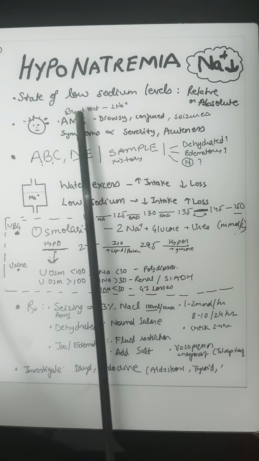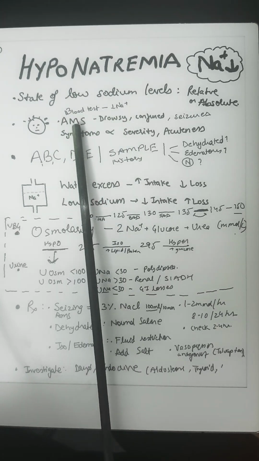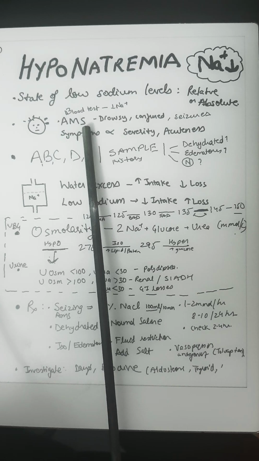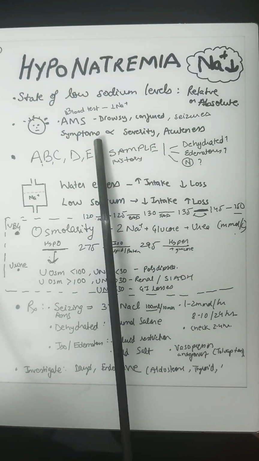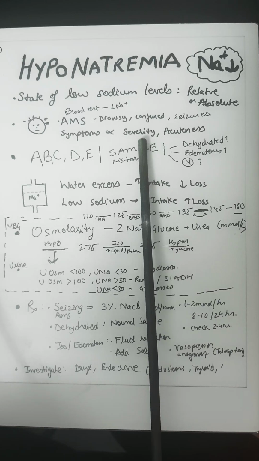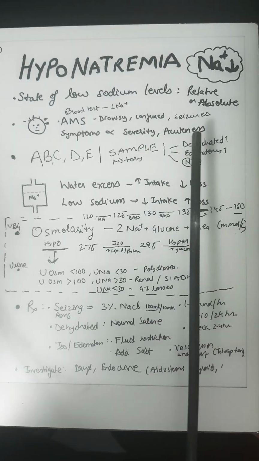Either they have had a blood test and you find that they have low sodium levels, or in severe cases, they may be having altered mental status, being drowsy, confused, or having seizures. Symptoms are linked to the severity of how low the sodium levels are and the acuteness, how rapidly those levels have fallen.